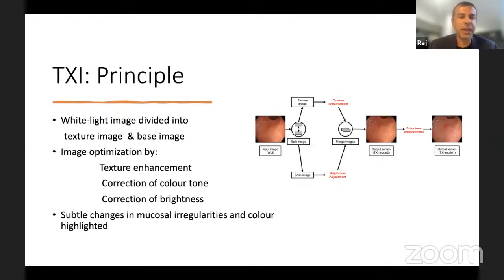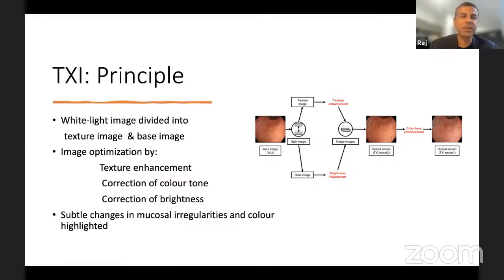So what actually happens with this new technology is that the white light image, which generally is an RGB type input, gets split into two layers, right? So you get a base layer and a detail layer. Once the image is split, the processor adjusts the brightness and the tone of the base layer. And the other component is the detail layer, where the processor again adjusts the texture.